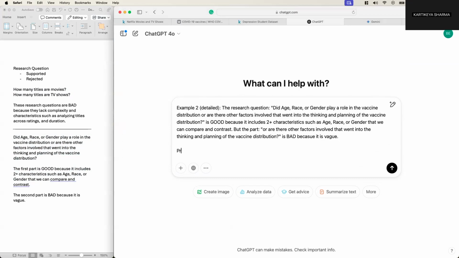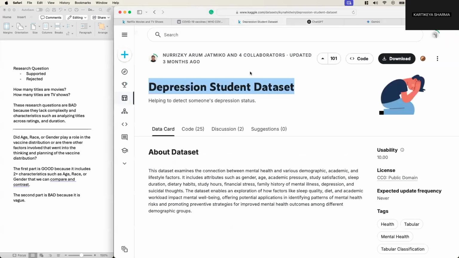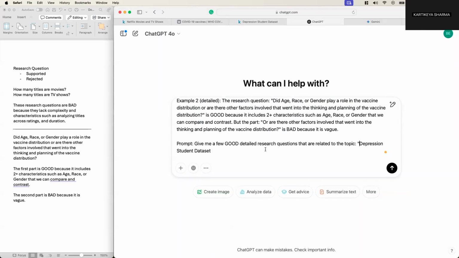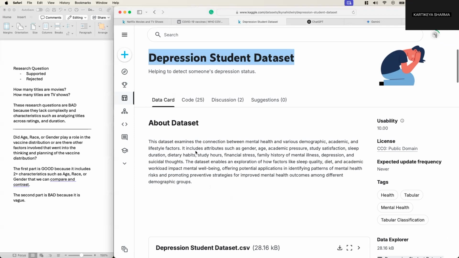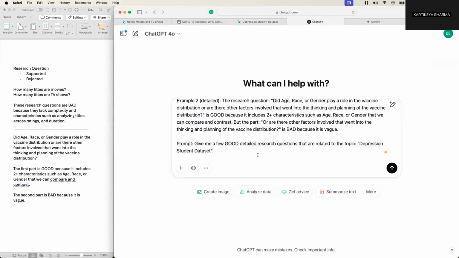And now we can ask the prompt, and we're going to say, give me a few good, detailed research questions that are related to the topic. And again, we're going to choose this topic, and I'm going to wrap this with quotes. And before I just press enter, I'm going to see if I can include any more context about this data set. So I'll read the about section and try to at least give one sentence about what this data set does. So I think this is a great sentence I can include. It examines the connection between mental health and various demographic, academic, and lifestyle factors. Copy this.